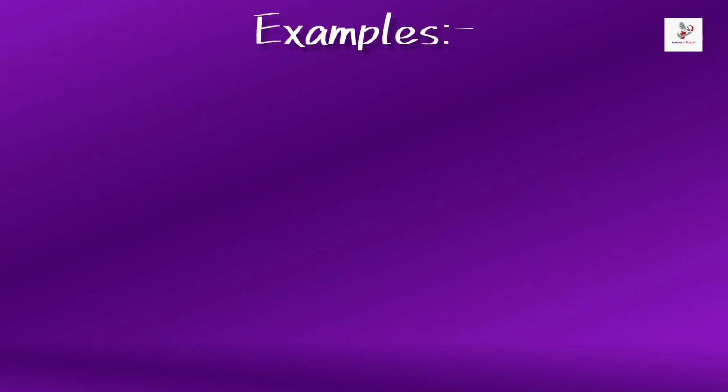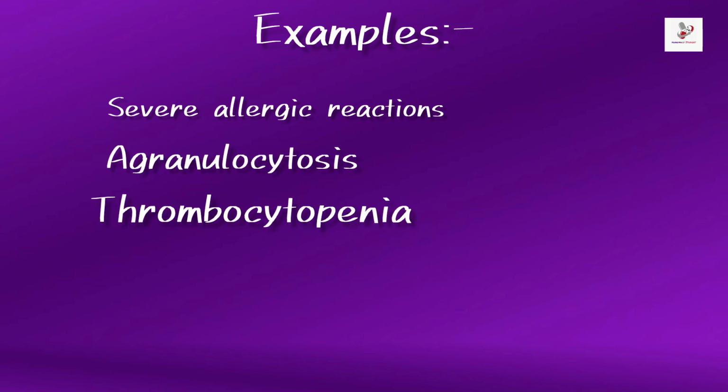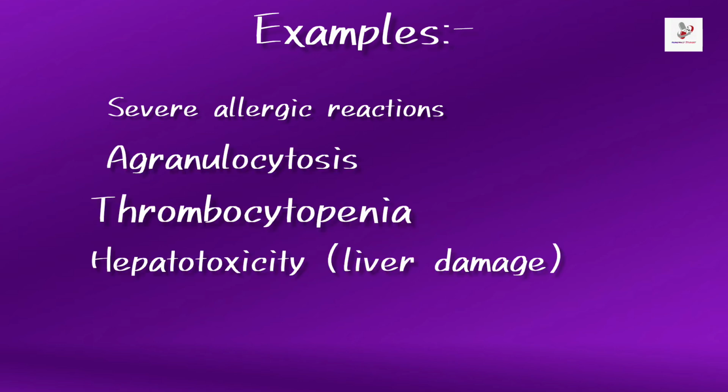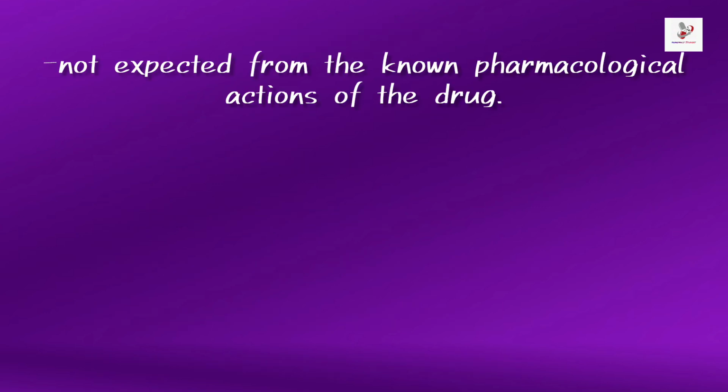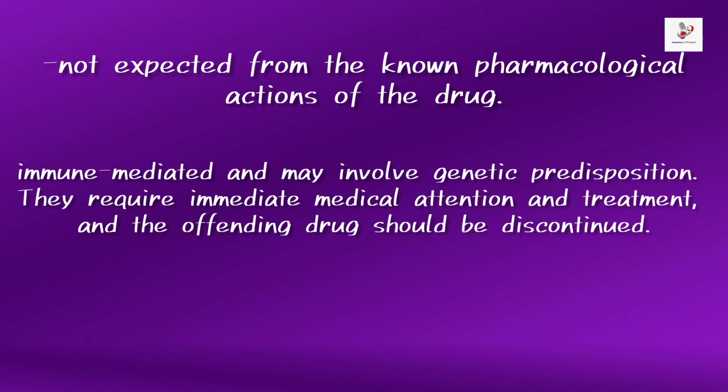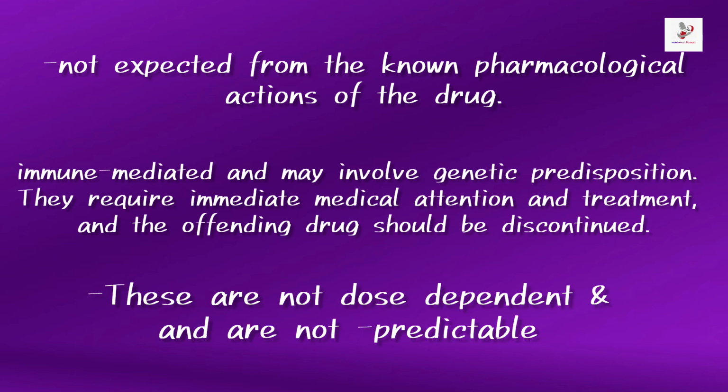Examples of type B drug reactions are severe allergic reactions, agranulocytosis, thrombocytopenia, hepatotoxicity, Stevens-Johnson syndrome, and toxic epidermal necrolysis. These type B reactions are often immune-mediated and may involve genetic predisposition, and they also require immediate medical attention and treatment, and the offending drug should be discontinued. In type B reaction, some of them can be prevented and predicted if their genetic basis is known, and these type B reactions are less common and non-dose related.